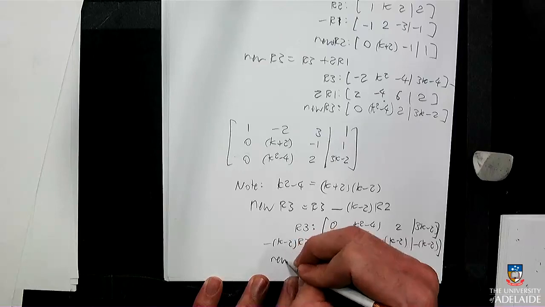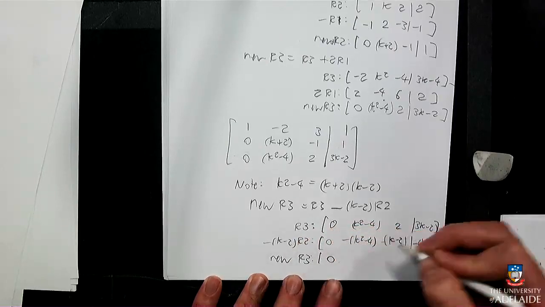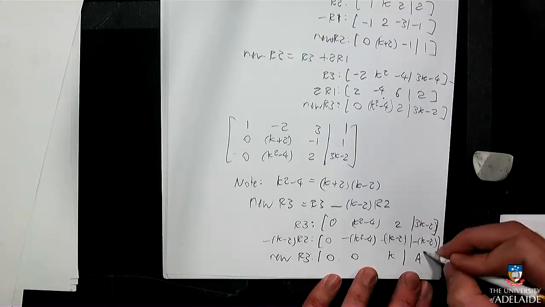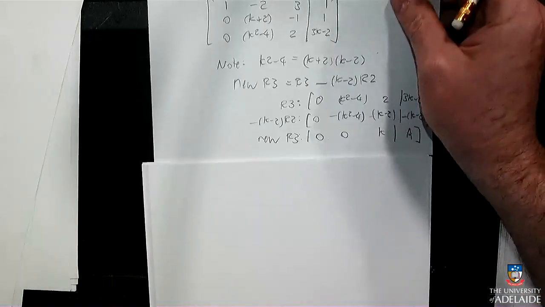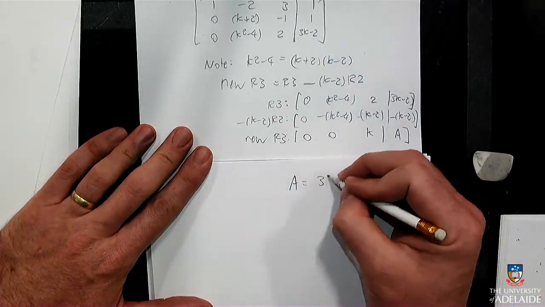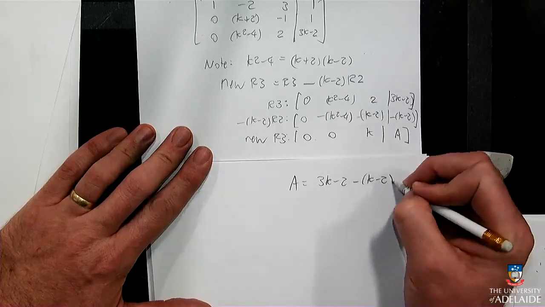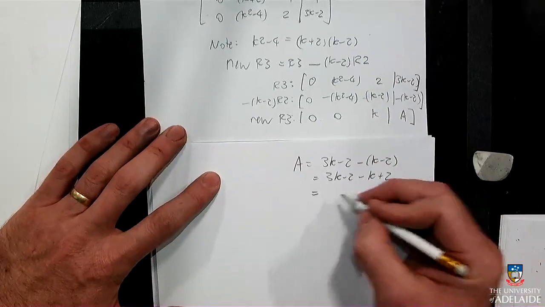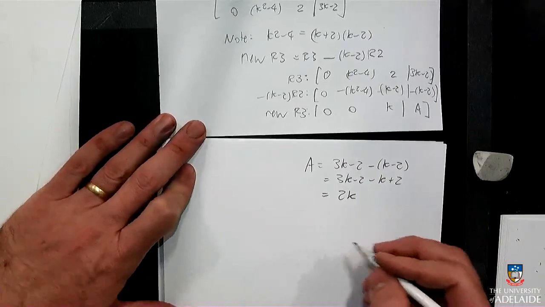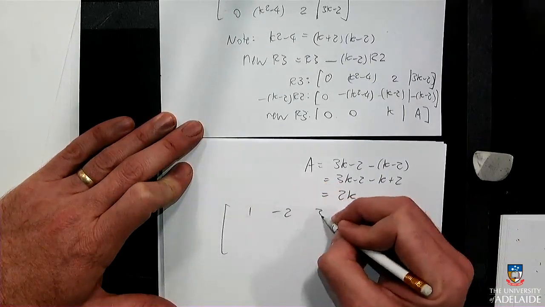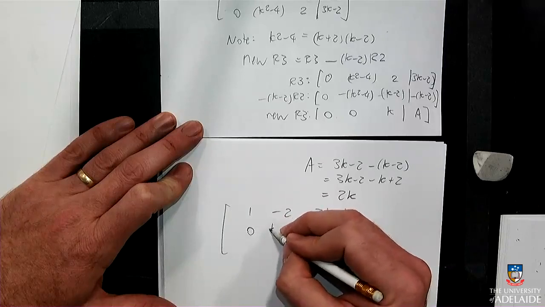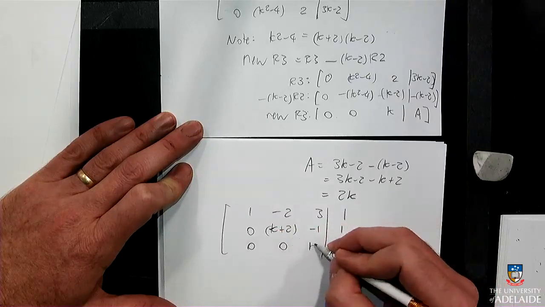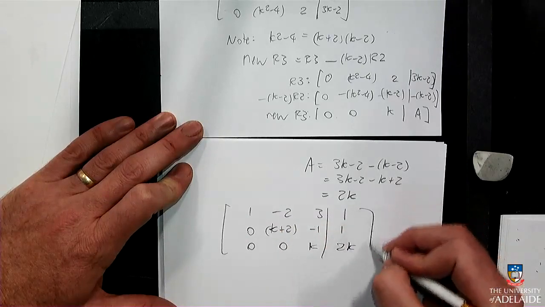So I'm going to get my new row 3 is 0, 0, k, and whatever this works out to be. So where a is 3k minus 2 minus k plus 2, which is, oh good, 2k. And so therefore we have this matrix. Okay.